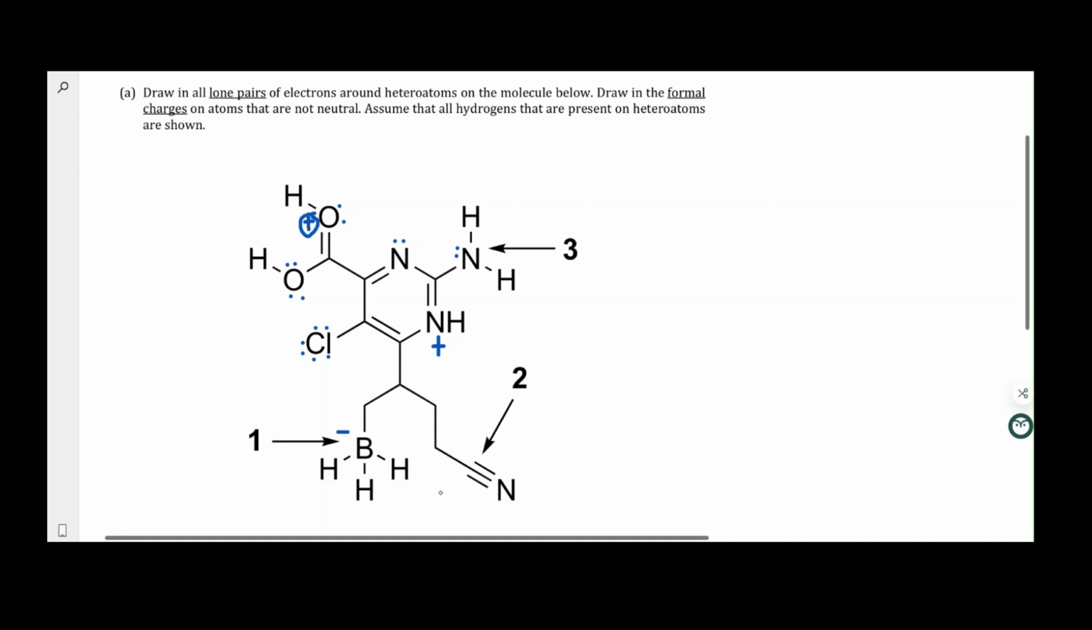And for this nitrogen over here, nitrogen always has five valence electrons. But first, let's take a look that it needs to have a complete octet, right? So over here, we complete the octet, and then for the formal charge, 5 minus 3 minus 2 gives it a neutral formal charge.